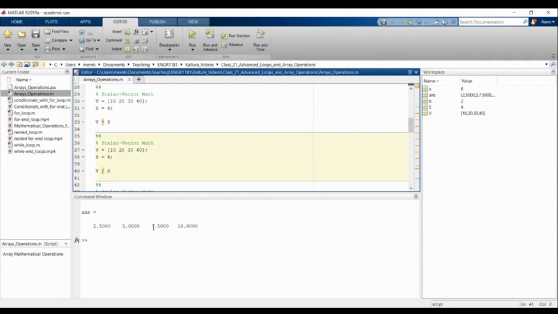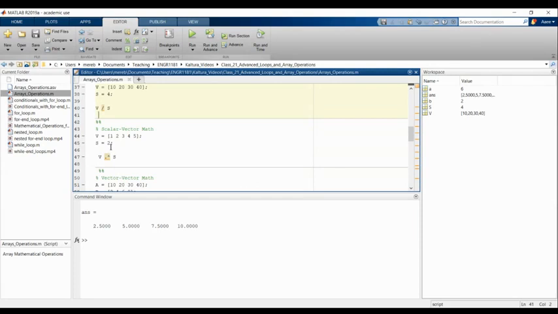So 2.5, 5, 7.5, and 10. Okay, how about the exponent? For the exponent, we have to use the dot there. So 2 to the 1, we should get v. I mean, v to 1 to the square is 1, because this is v to the power of s. So 1 square, 2 square is 4, 3 square is 9, 4 square 16, and 5 square 25. Let's check that.